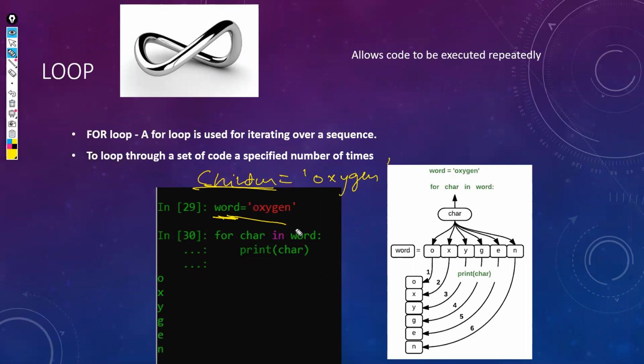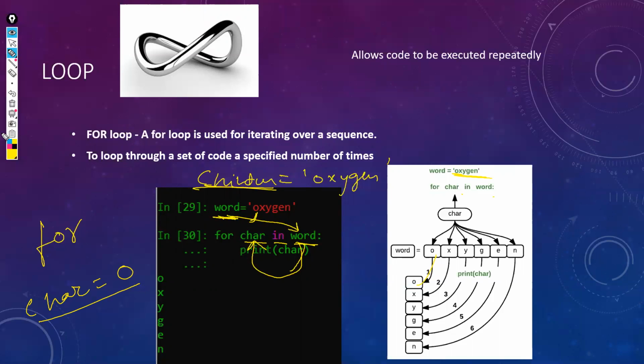Like I have used this word here. It will take every character in word. It will take O and store it in character. It will iterate step by step. The for is used for iterating. Like we have oxygen, it will go to O. You can see this is my word: for character in word. It will take this O and store it in this variable, char. This is another variable, char. So now my O is stored in char.